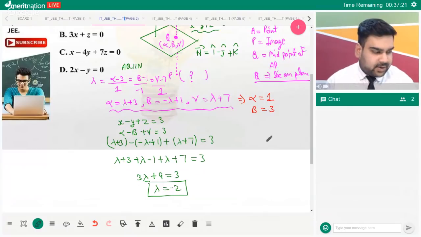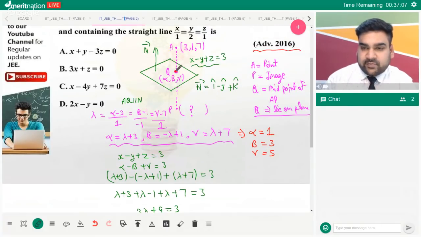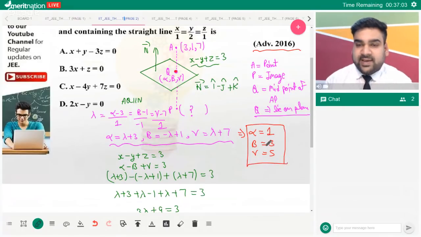And what would be the value of gamma? Gamma is lambda plus 7, so minus 2 plus 7, gamma will be equal to 5. These are the coordinates of the point Q, 1, 3, and 5. I hope this step is clear to everyone. The coordinates of the point Q, which lie on this plane, alpha, beta, and gamma. After getting the value of lambda as minus 2, we got the coordinates of the point Q. Alpha, beta, and gamma are equal to 1, 3, and 5.